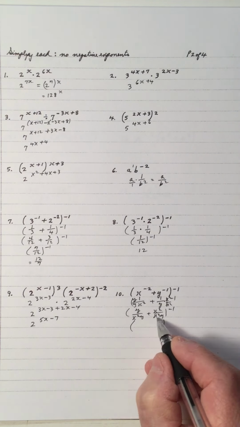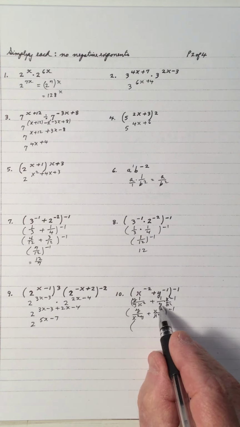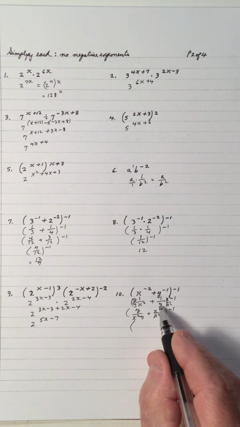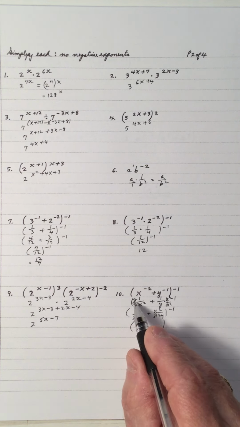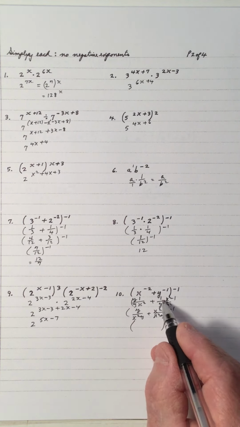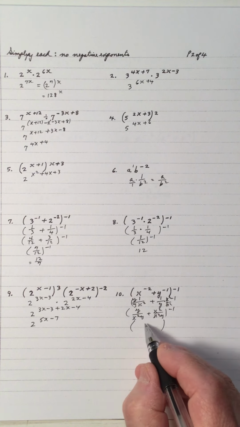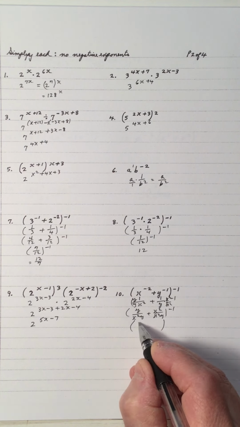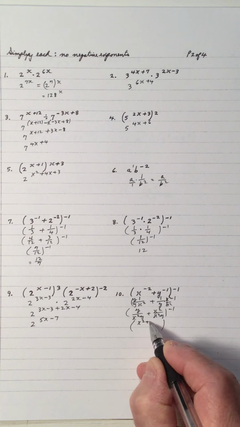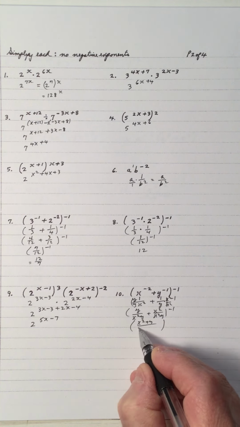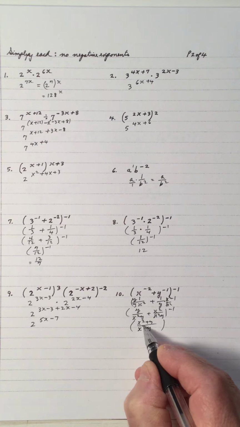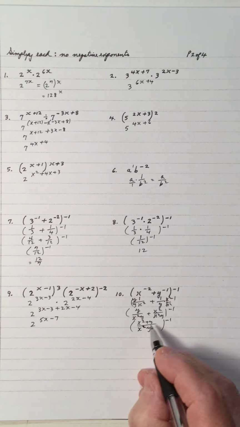Notice the two of them now have the same denominator. So the LCD is x squared times y. So this one is multiplied by y over y, and this one is multiplied by x squared over x squared. That gives us x squared plus y all over x squared y, raised to the negative 1.